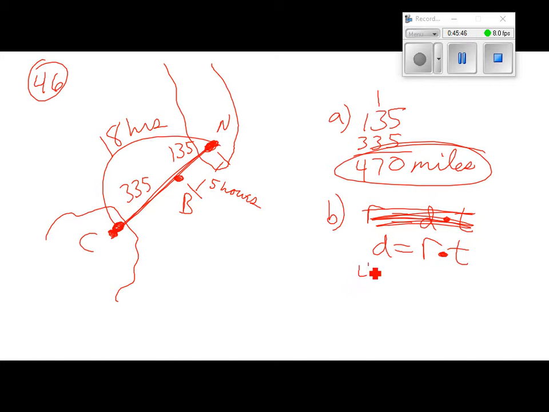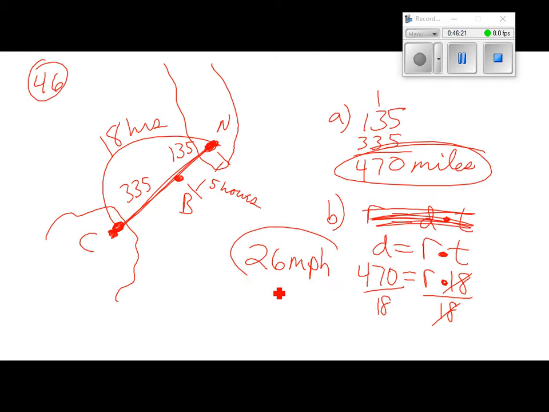So distance equals rate times time. Well, our distance was 470 miles. Our rate we don't know, so that's going to be our variable. And our t is 18 hours. So all you're going to do to solve for the rate, I hope I remember if there's a problem like this on the test to tell you that I wrote the formula wrong. So we get 470, you grab your calculator, 470 divided by 18, and you get about 26.1111, so we'll say about 26 miles per hour.